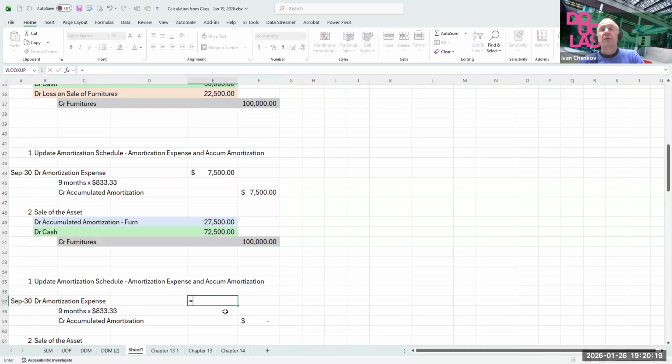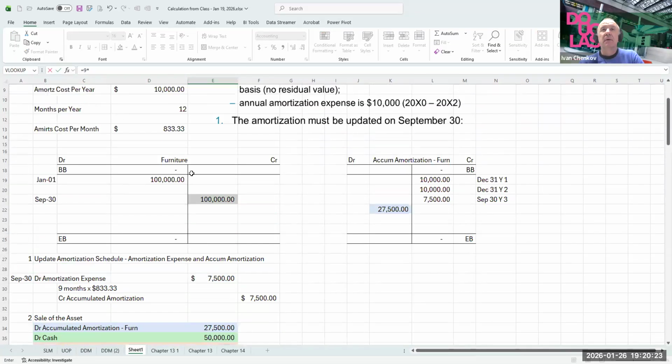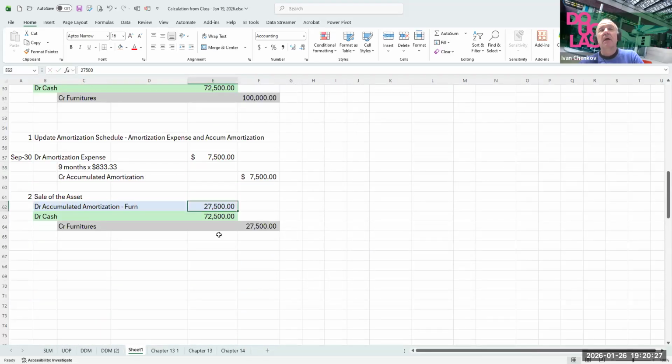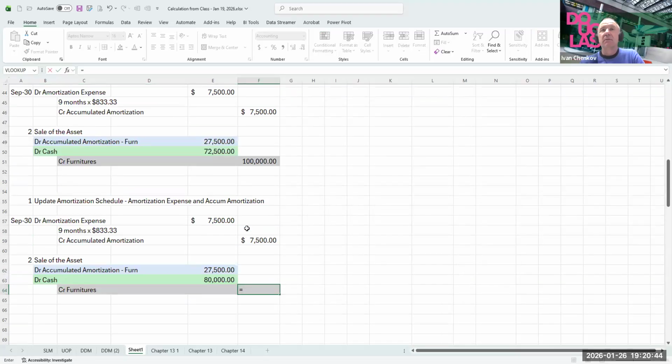I still have to show the amortization for 9 months, 9 times 833.33, 7,500. My accumulated amortization is not going to change, 27,500. But now let's say the cash, instead of 72,500, I'm getting 80,000. 80,000 cash for something that I paid 100,000 for.